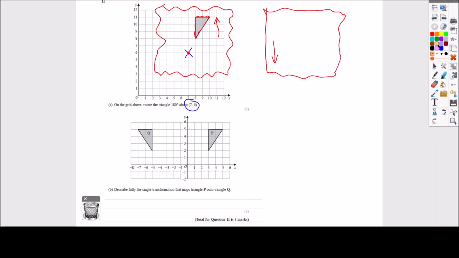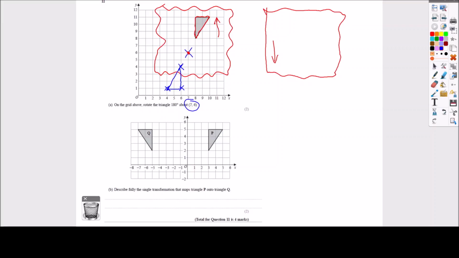And then draw over the shape where the triangle has moved to. That's going to be this triangle with coordinates (6, 4), (6, 1) and (4, 1). So your final answer will be that triangle there.